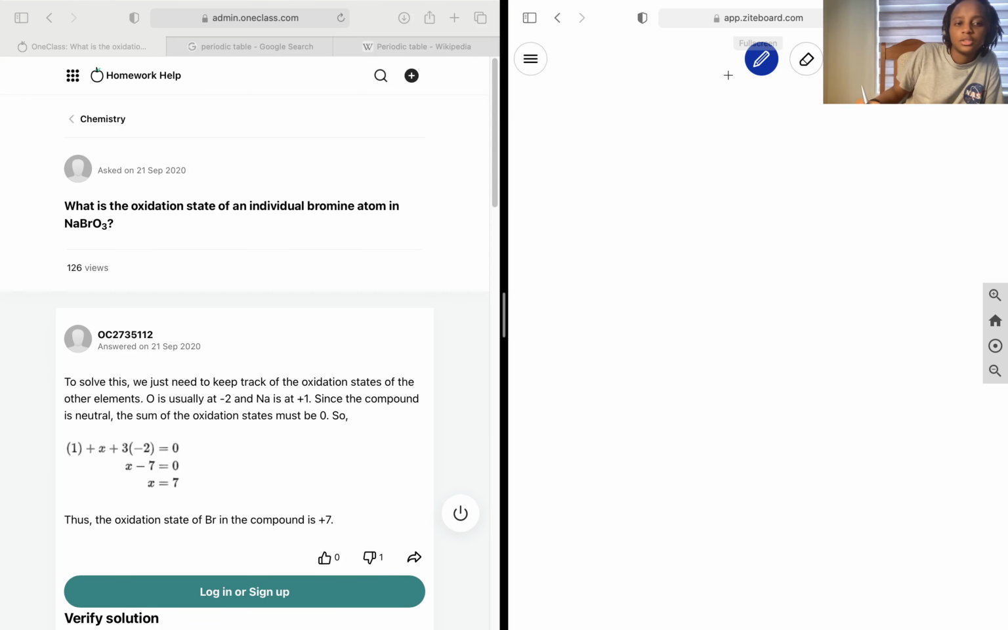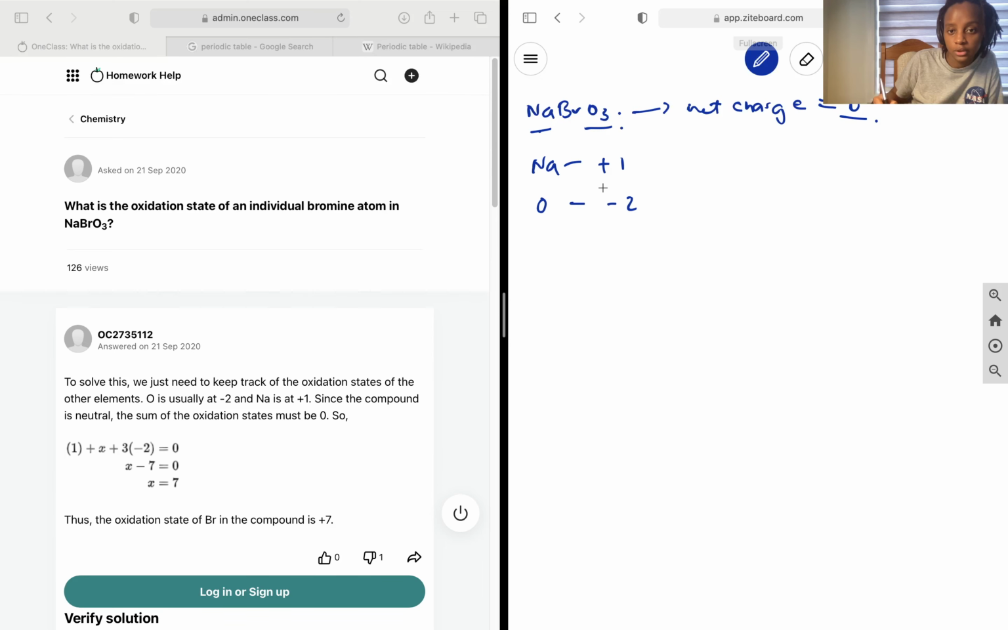Okay, next up, we want to find the oxidation state of a single bromine atom in NaBrO3. And so we need to note that the net charge is equal to 0. Again, we're going to be using conservation of charge, so you just need to note down the individual oxidation states. And so Na is in group 1, so it has an oxidation state of +1, and oxygen has an oxidation state of -2. Bromine is what we're trying to find. These will always be these 2 values.